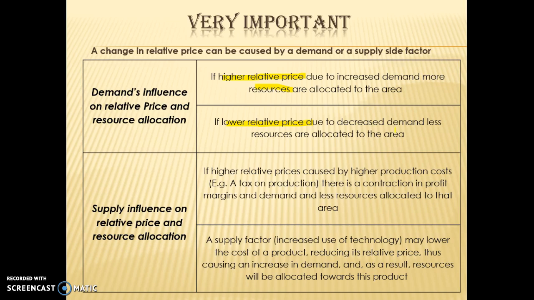So demand's the easy bit. If it's higher demand, there's going to be a higher price and resources will go to that area. If there's lower demand, there will be a lower price and resources will shift out of that area. Supply is the harder one.